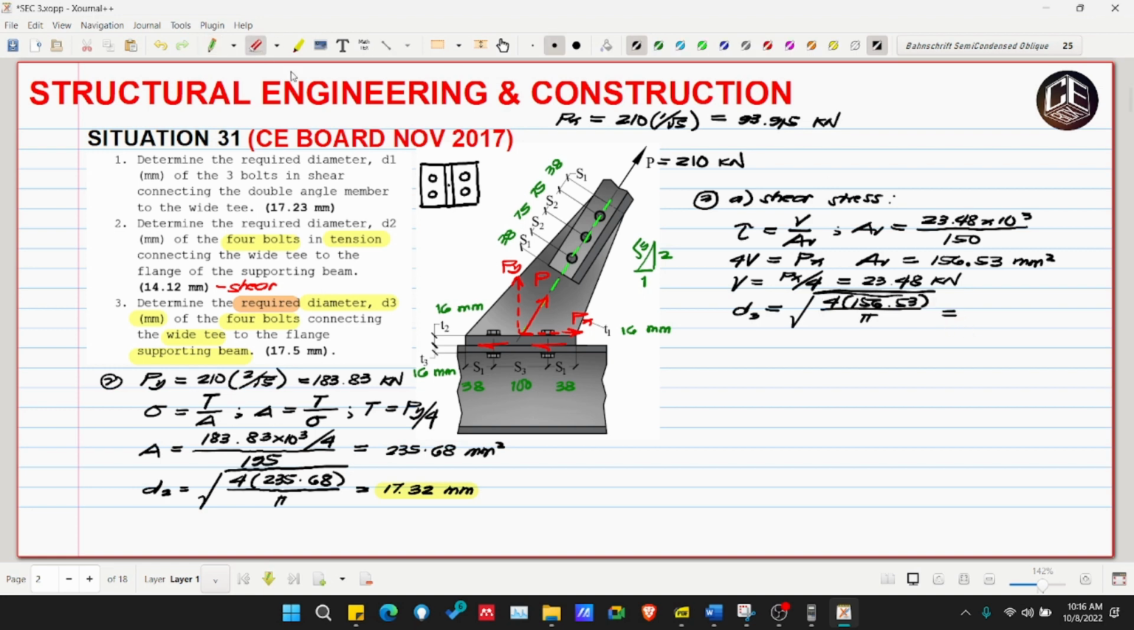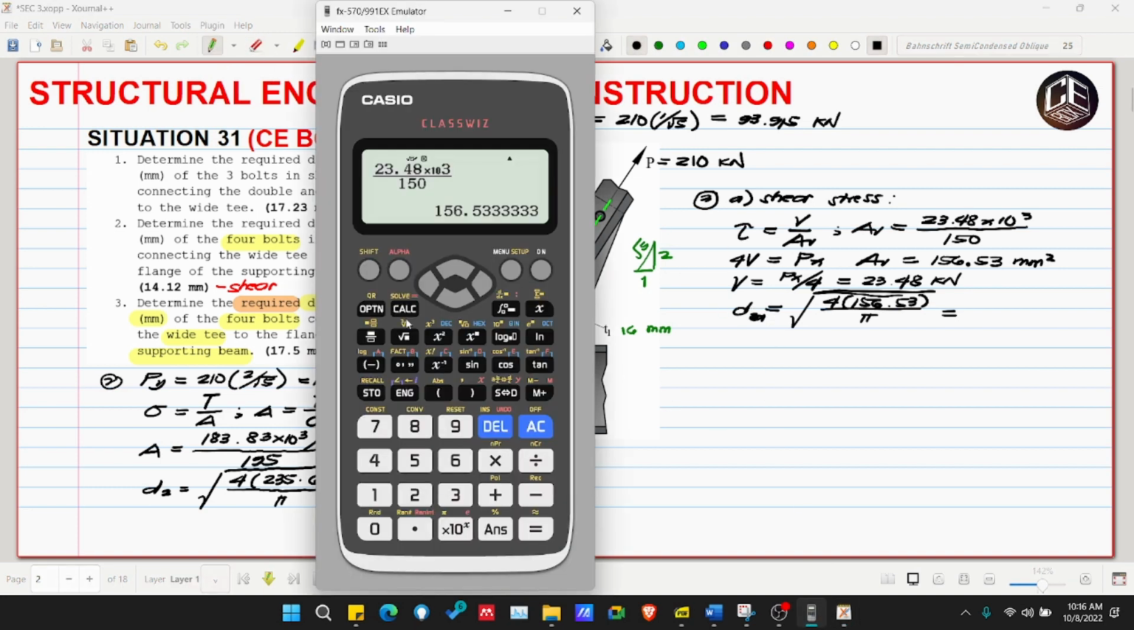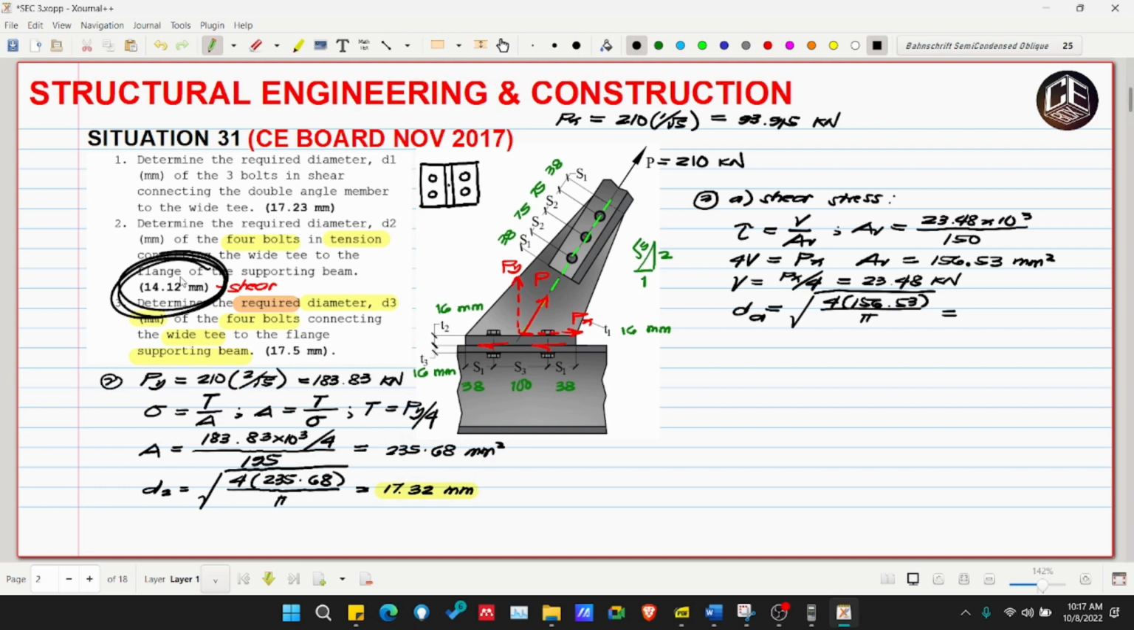Or dA na lang pala. Sorry. dA. Pagtan na lang natin to. So, this is 156.53. So, 14.12. Ito. Ganyan. Okay? Ito yung sagot niya. Pero para yun sa shear tension yung number 2. So, this is 14.12 millimeter diameter. So, shade natin pero hindi pa to final answer. Isa lang to sa pagpipilian natin.